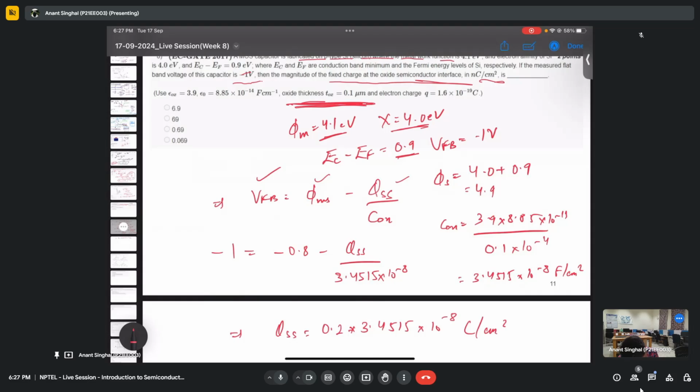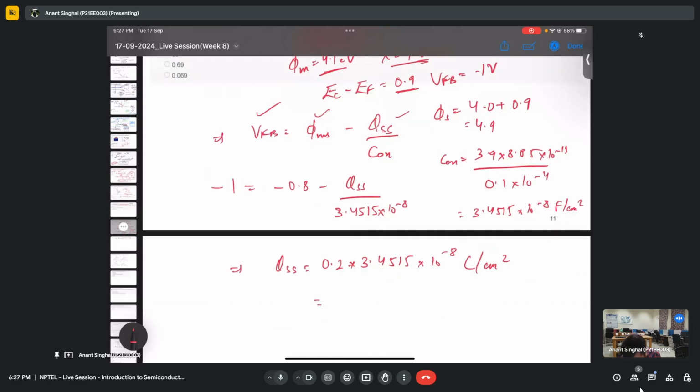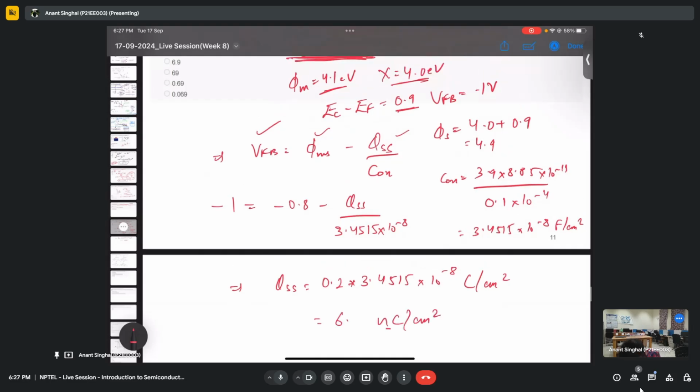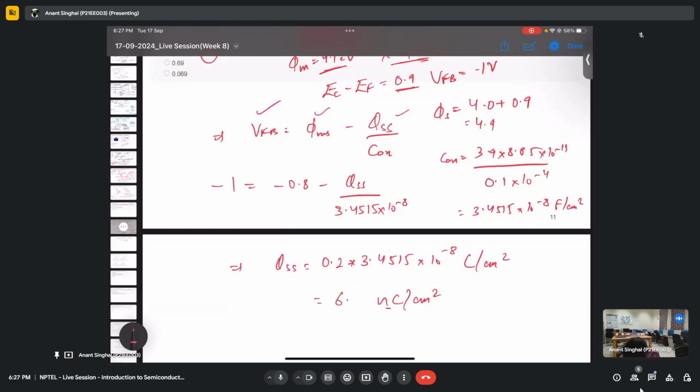And we need to calculate in nano Coulomb. So 10 to the minus 9 will come. So it is 2 into 3, something 6 point something nano Coulomb per centimeter square. Is there any option like that? Yeah, A will be the answer. 6.9 it is saying. Is there any doubt in this? Anyone any doubts? No, sir. Okay, so let's move ahead.